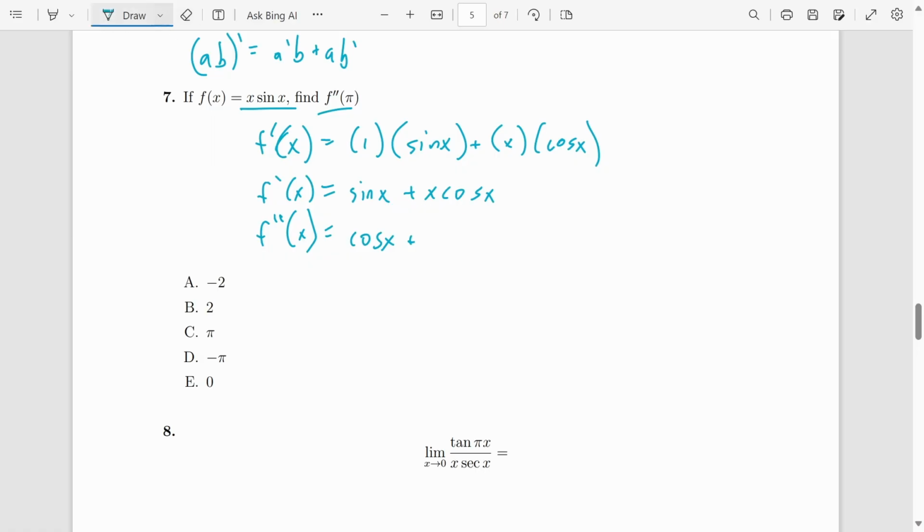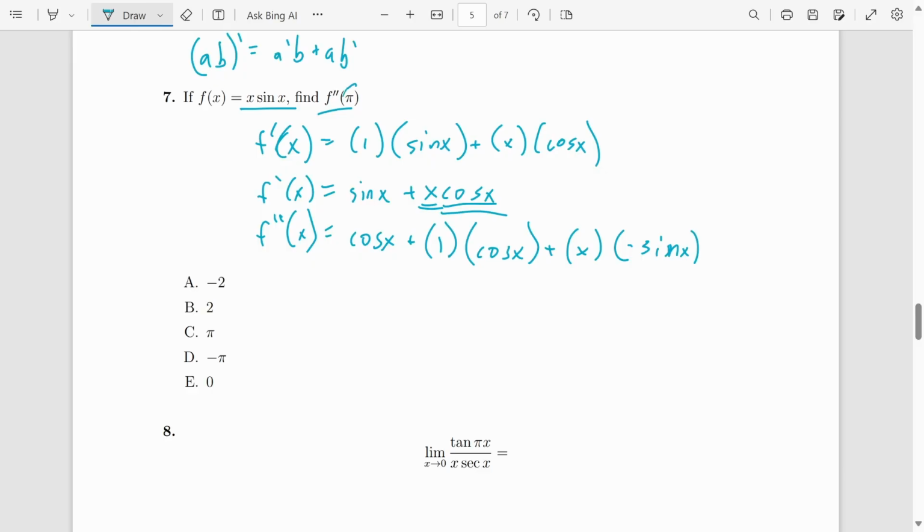That's going to require another use of the product rule, where in this case a is x and b is cosine of x. So doing that, we get a prime, which is the derivative of x, which is 1, times b, which is cosine of x, plus a, which is x, times the derivative of b. So the derivative of cosine x is negative sine x. There we go. So we're in this state now.